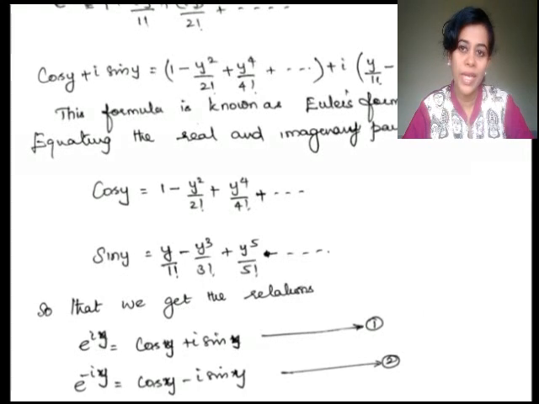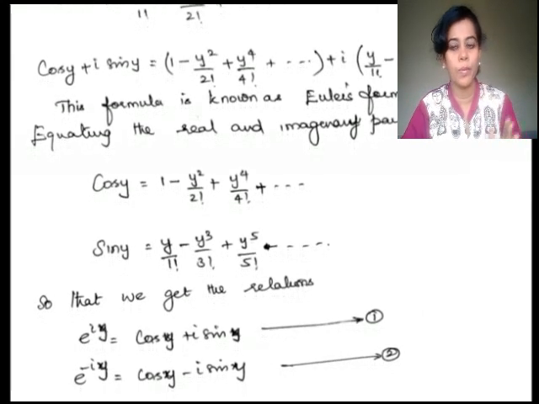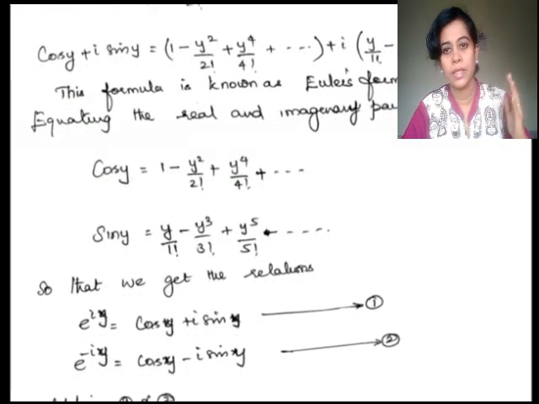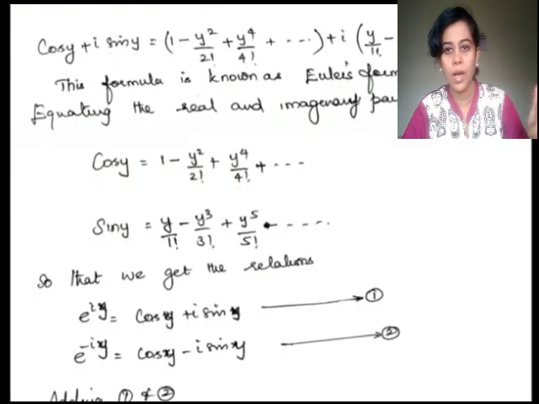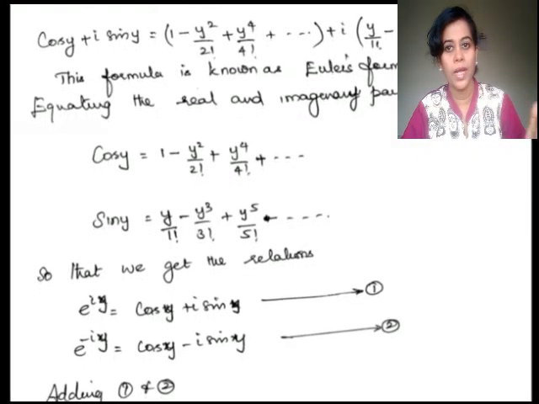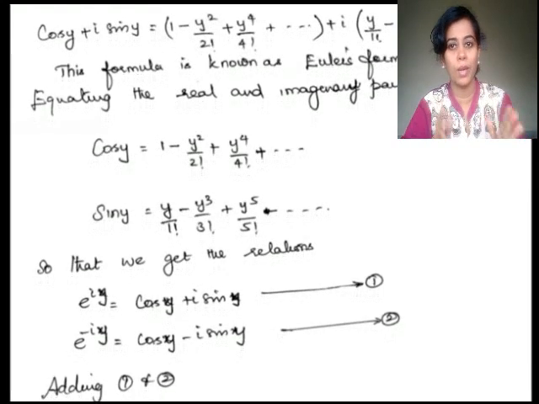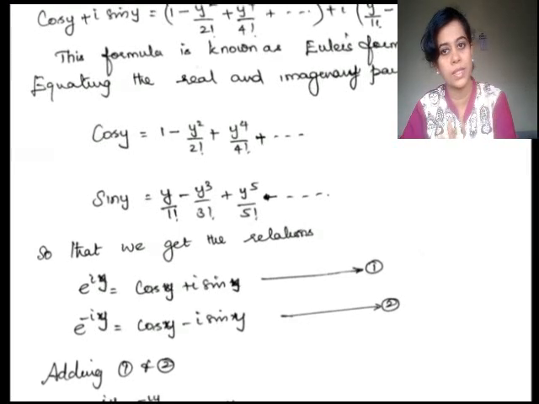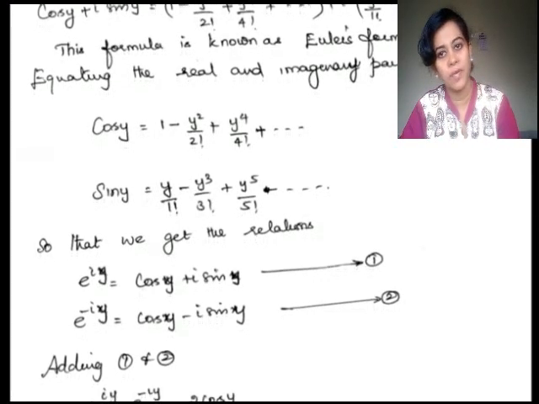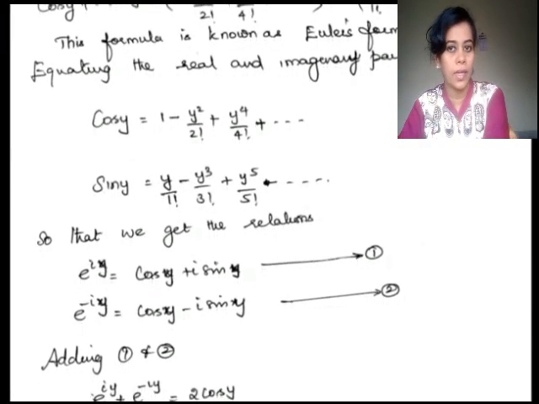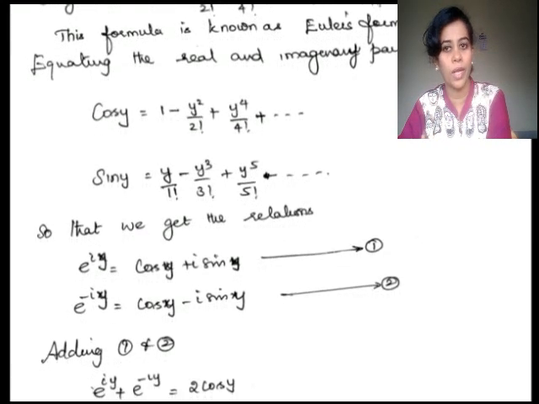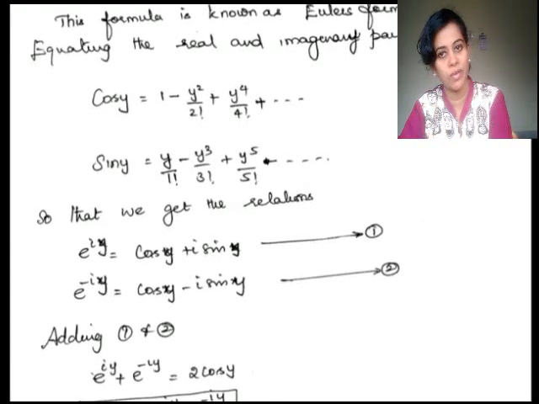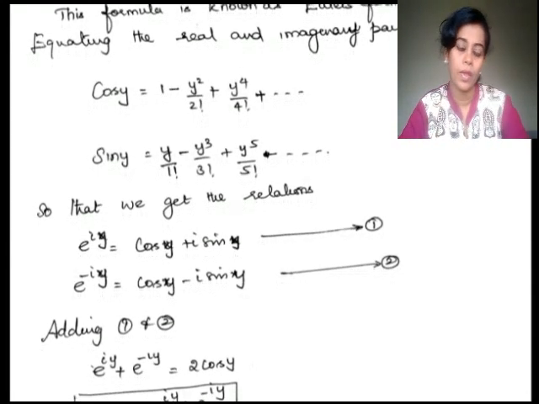Now we are going to equate the real and the imaginary portion, both the left and the right hand side. The left hand side is cos y plus i sin y, and the right hand side has the real part 1 minus y square by 2 factorial plus y power 4 by 4 factorial minus y power 6 by 6 factorial etc., and the imaginary part y by 1 factorial minus y cube by 3 factorial plus y power 5 by 5 factorial plus etc.